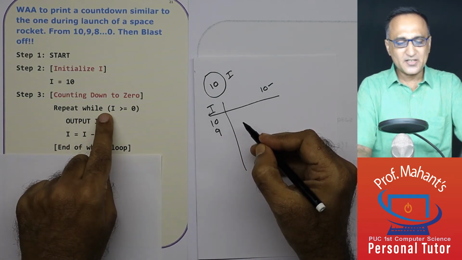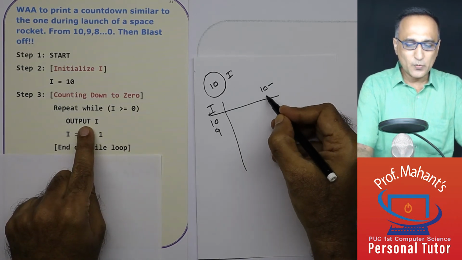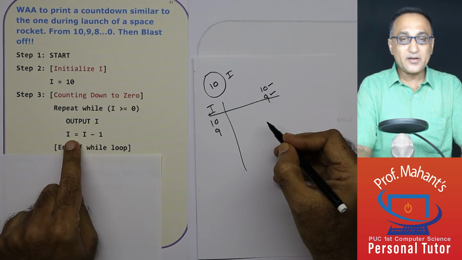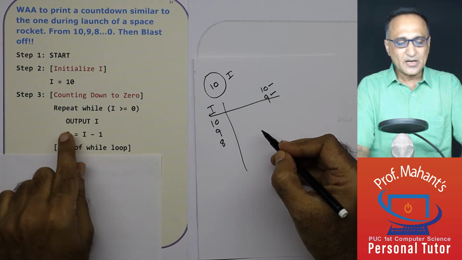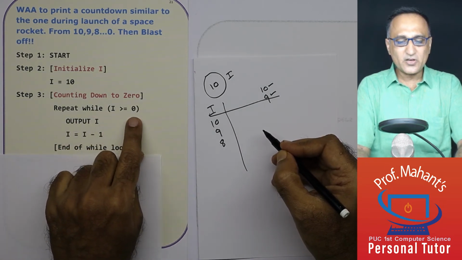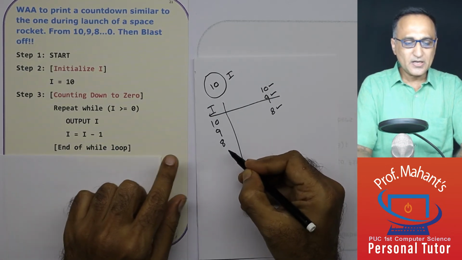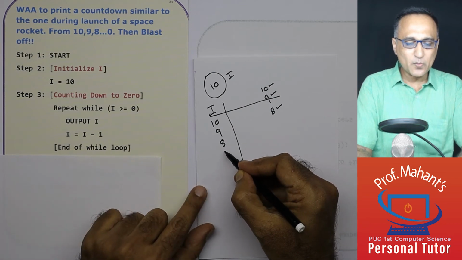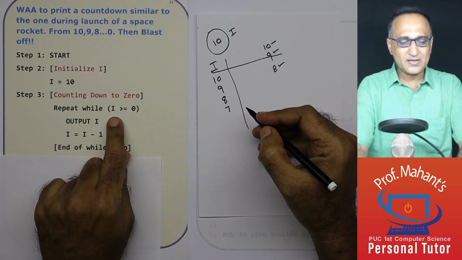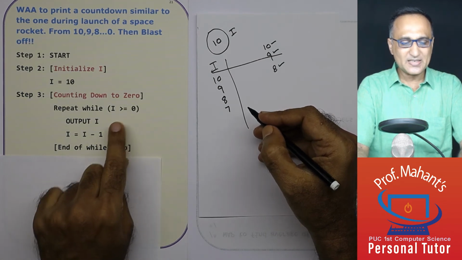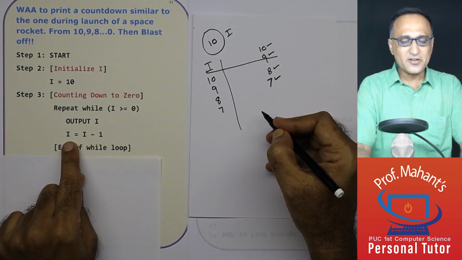I go back to this condition. 9 is still greater than or equal to 0. And I print the value of I, which happens to be 9. Now I reduce I by 1 again. From 9, I becomes 8. Now I go back here. 8 is greater than or equal to 0, still true. So I output 8 here. After I output 8, I is reduced by 1. It becomes 7. Once I reduce it to 7, I go back here. Is 7 greater than or equal to 0? Yes. So I'm going to go here and print the value of I.